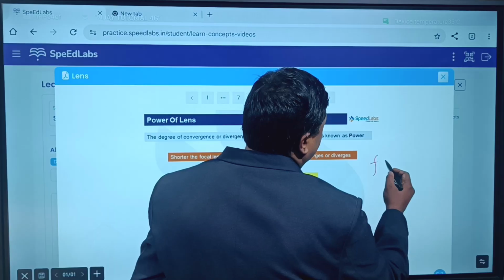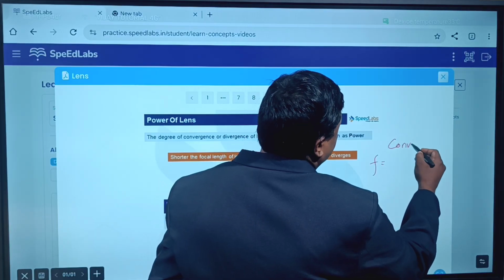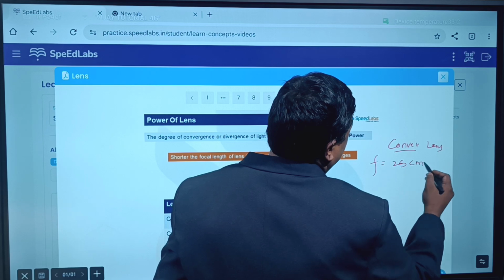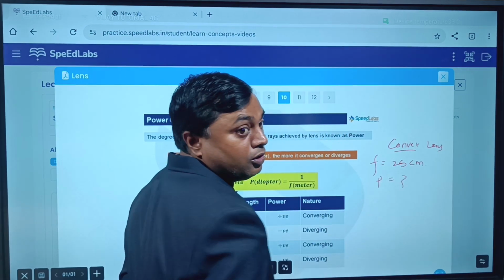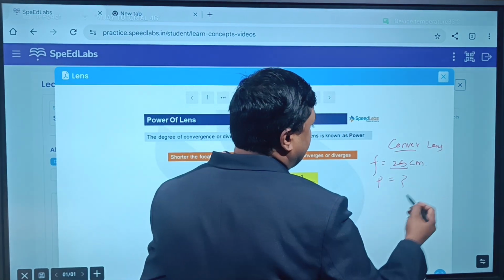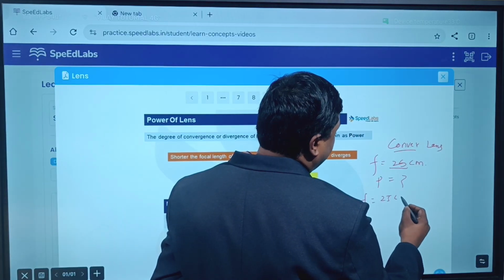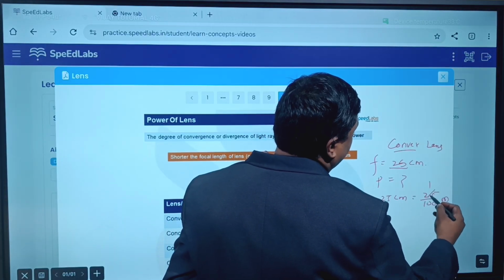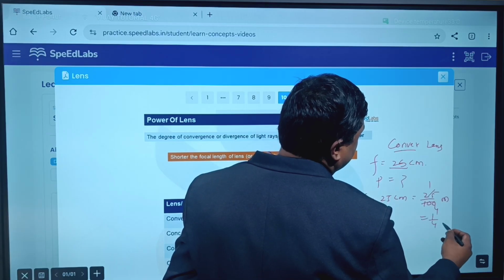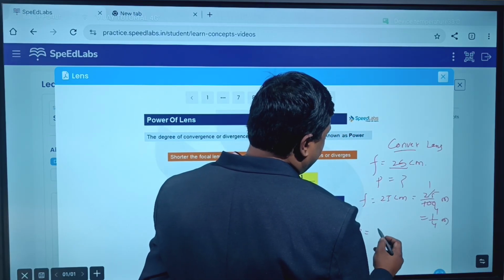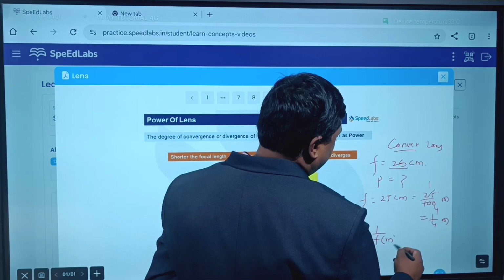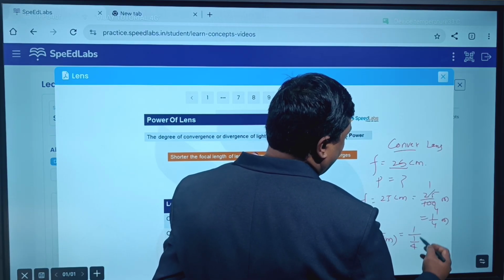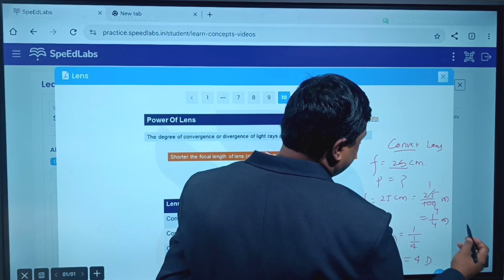So let's try one question. If the focal length of a convex lens is given as 25 centimeter, what is the power? So try to convert the centimeter into meter first. 25 centimeter in meter is 25 by 100, yes or no? Meter. That is 1 by 4 meter. Now what is the formula? Power is equal to 1 by focal length. It should be in meter. So 1 divided by 1 by 4. So it will go up. So it becomes 4 diopter.